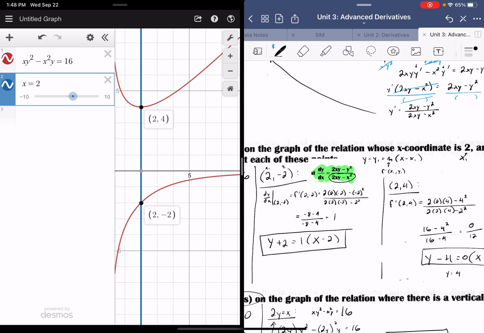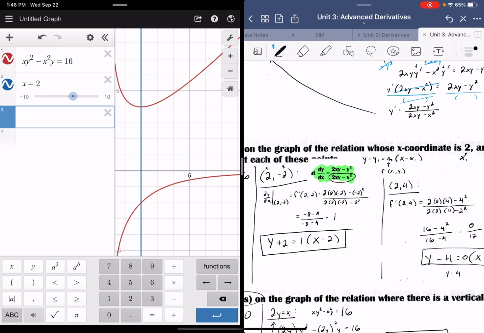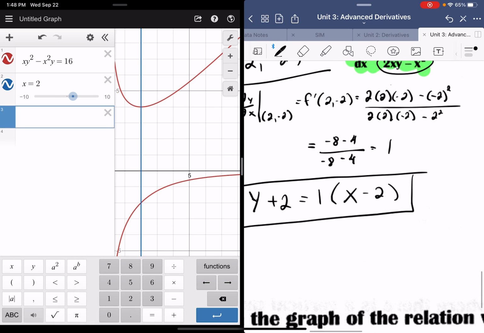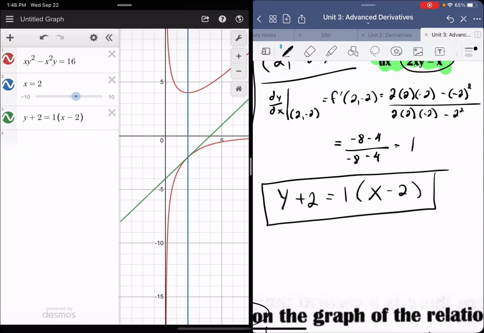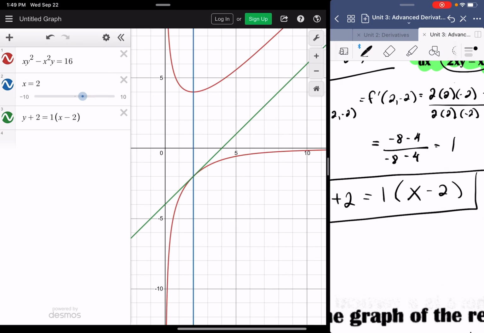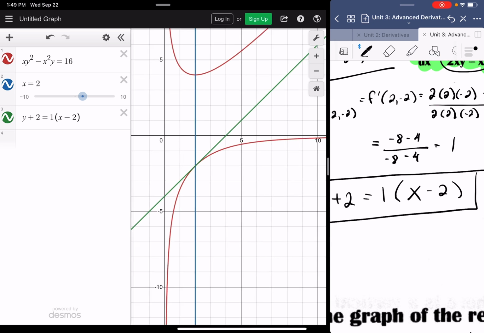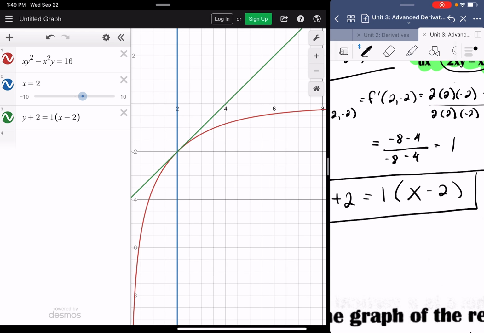We also found tangent lines for those. So let's type in those tangent lines. So the first tangent line we found was y plus 2 is equal to 1 parentheses x minus 2. And look at that. We just found the tangent line at that point. So that green line just barely touches the red curve.